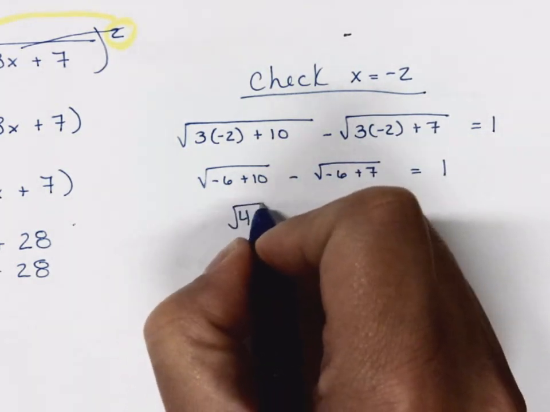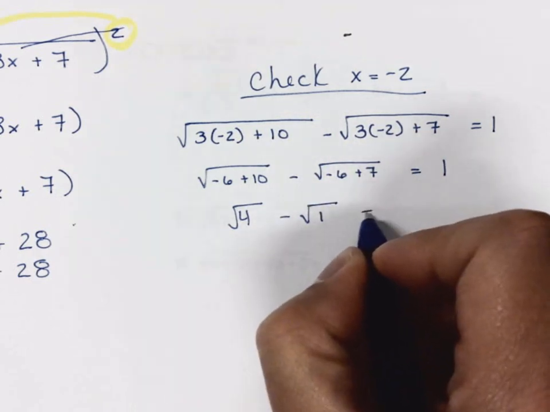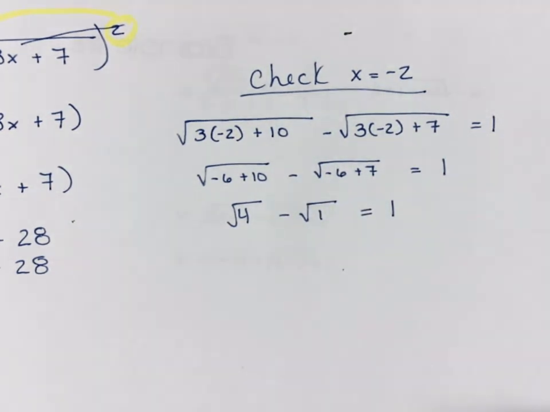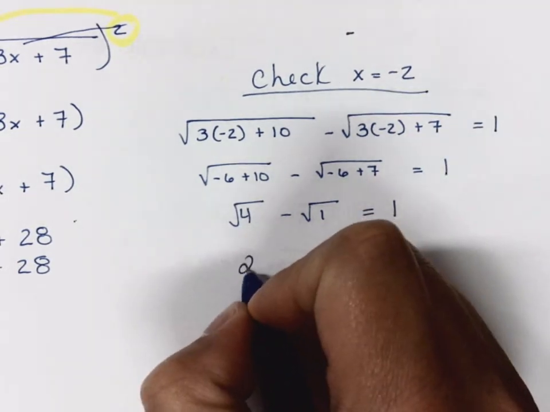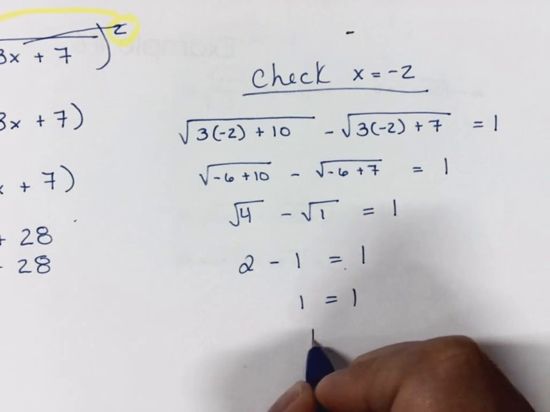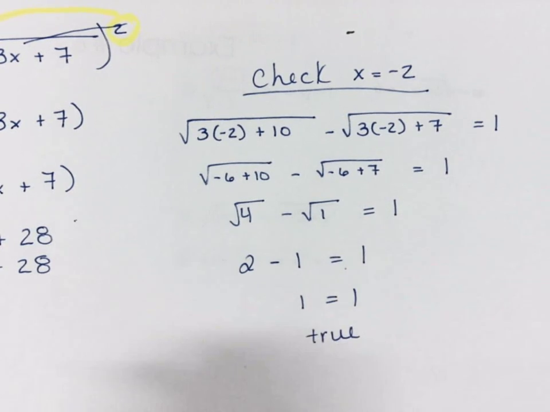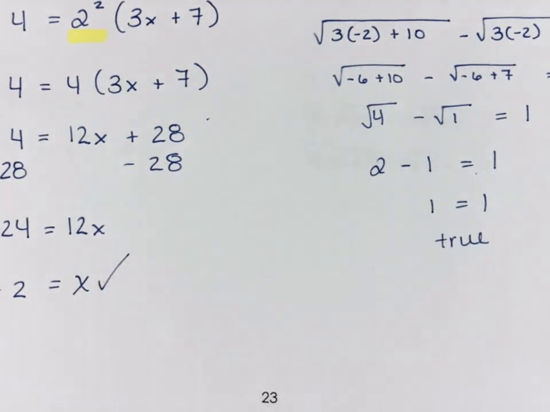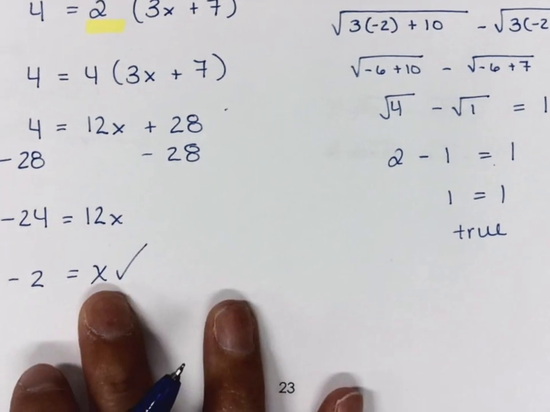So I have root 4 minus root 1 equals 1. I'm using positive principal roots, so I'm not worrying about that negative answer. So 2 minus 1 equals 1, 1 equals 1. So that is true. That's always great, and so that's a good answer: x equals negative 2.